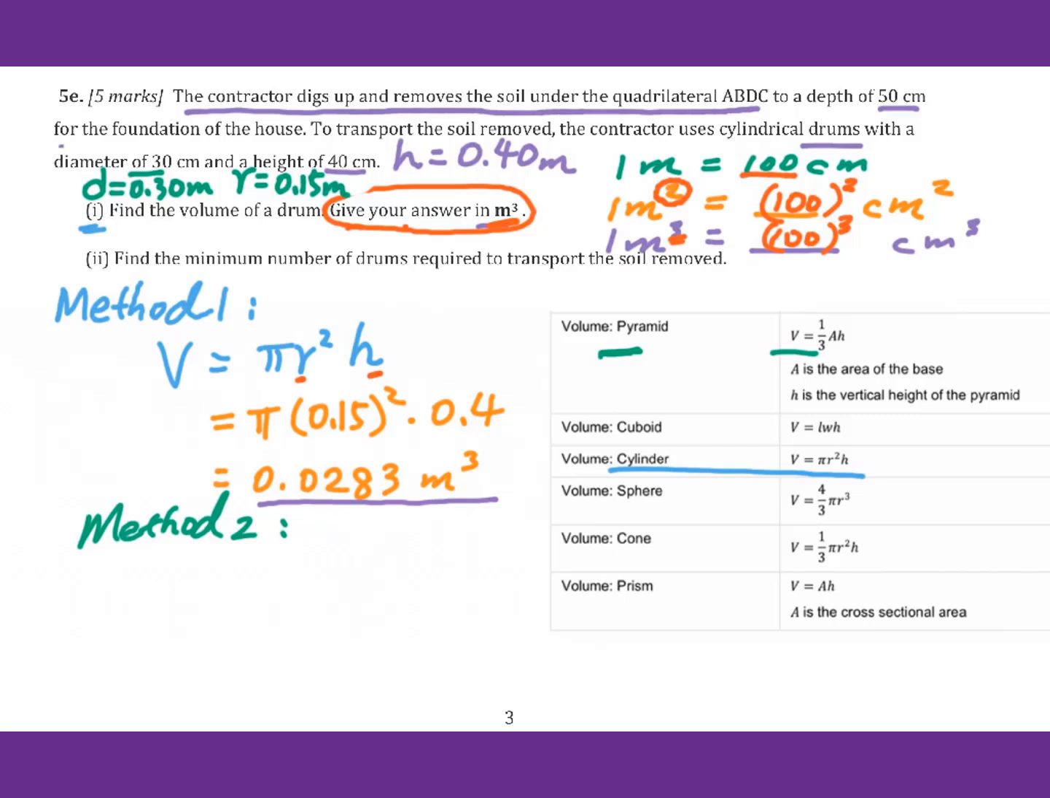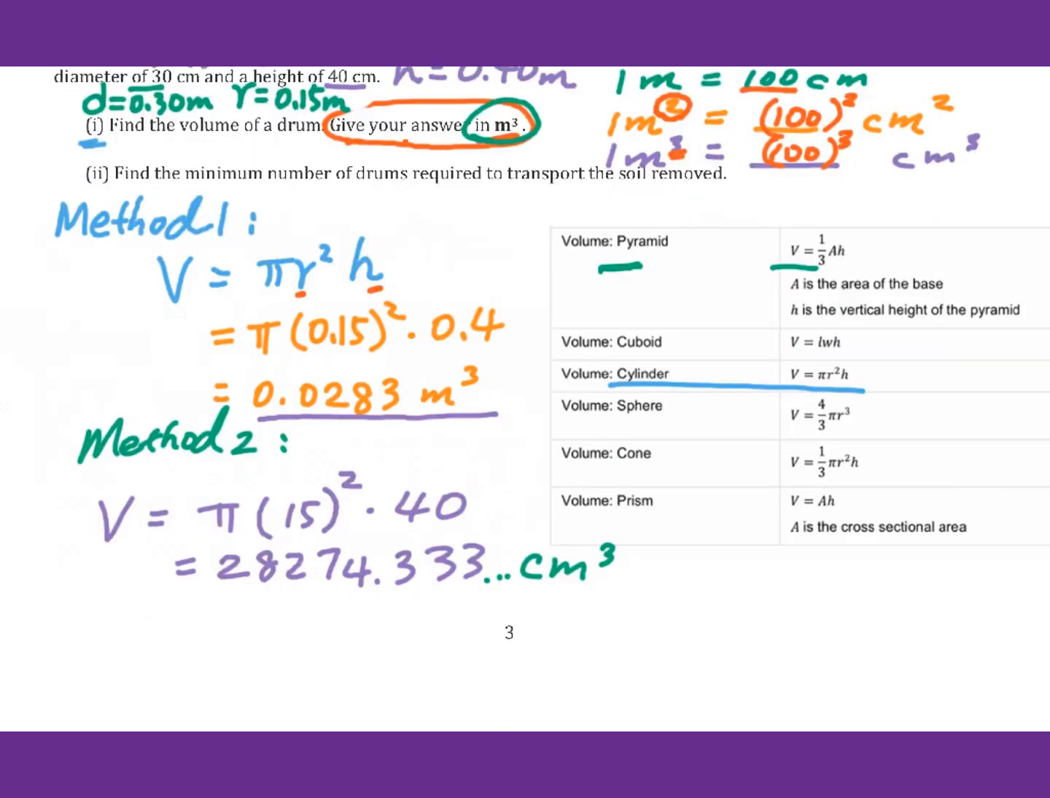Method 2. I just use the given units. Last step, you change into meter cubed. Therefore, the volume equals pi times the radius, which is 15, squared, times 40. You will get this big number in centimeter cubed.